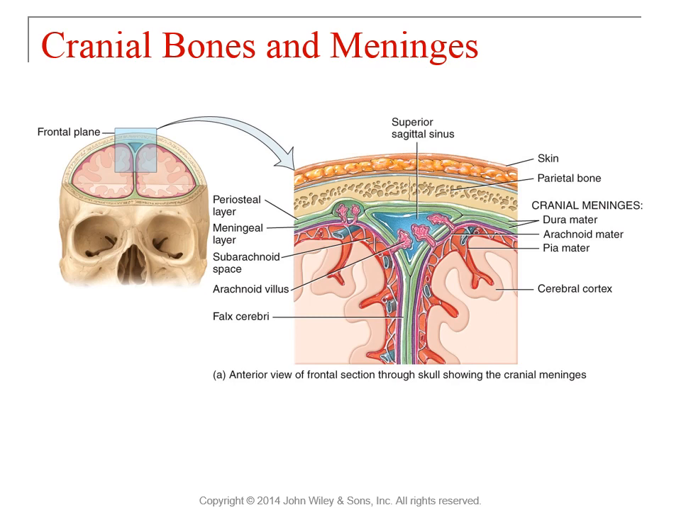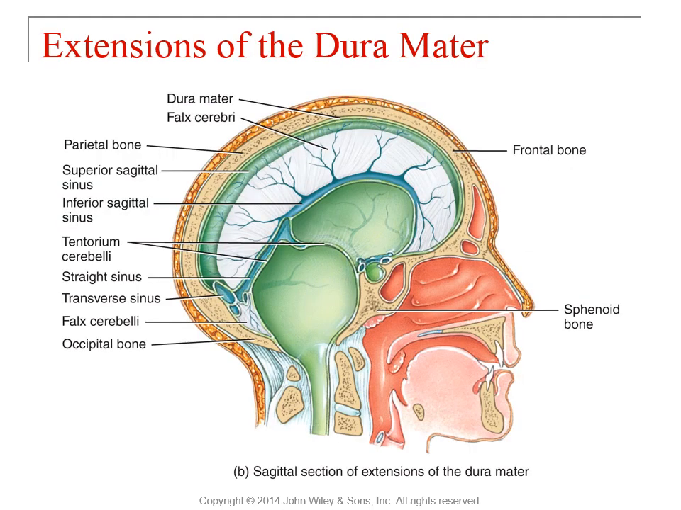It is an extension of the dura mater that basically splits the two hemispheres of the brain, and we'll look at a different portion of it called the falx cerebelli, which is going to partition the cerebellum from the rest of the brain. Here's the extension of the dura mater.